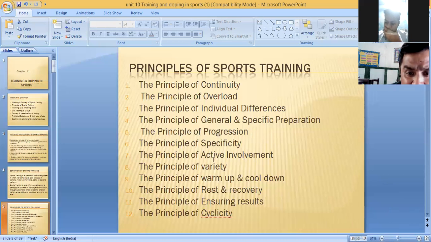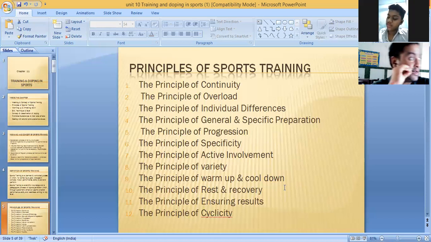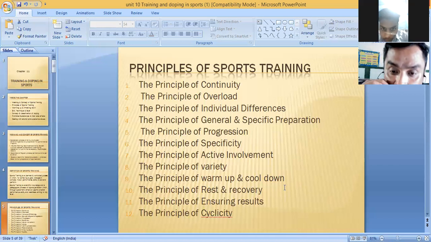Okay, sir. Next is principle of warm up and cool down. You already know that before any activity, any training session, you must warm up yourself, and after the training session, you must cool down yourself. Later on, we will discuss the advantages of warm up and cool down. This is a different topic. Now, the tenth is the principle of rest and recovery.